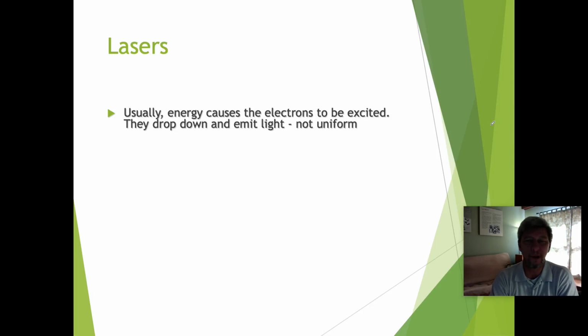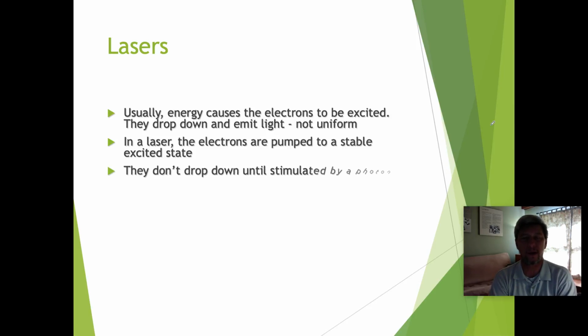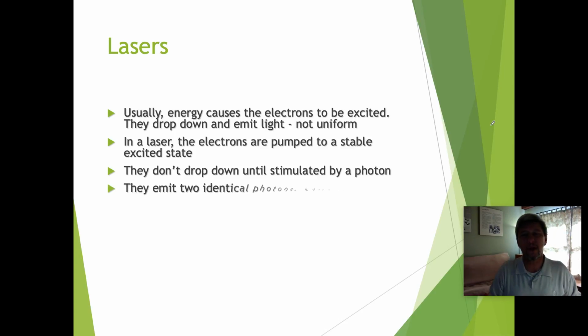All right, usually energy causes electrons to be excited. You add energy to an atom, and its electrons jump into the next energy level, or second or third energy levels. And when they drop back down into the more stable energy levels, they emit light. But that light is not uniform. Different atoms, different elements will emit different colors of light when their electrons jump back down into a lower energy state. So in a laser, the electrons themselves are pumped up using energy, typically electromagnetic energy, into a stable, excited state.